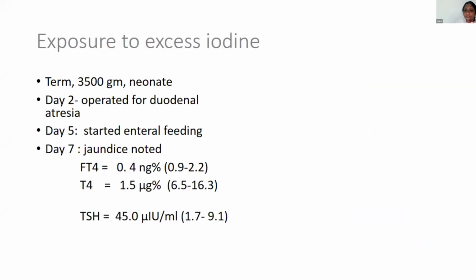What about exposure to excess iodine? This was a baby who was operated on for duodenal atresia on day 2 and subsequently started enteral feeding. On day 7, because of jaundice, they had done a thyroid function test, which showed very clearly a primary hypothyroidism. Any idea what the problem is?